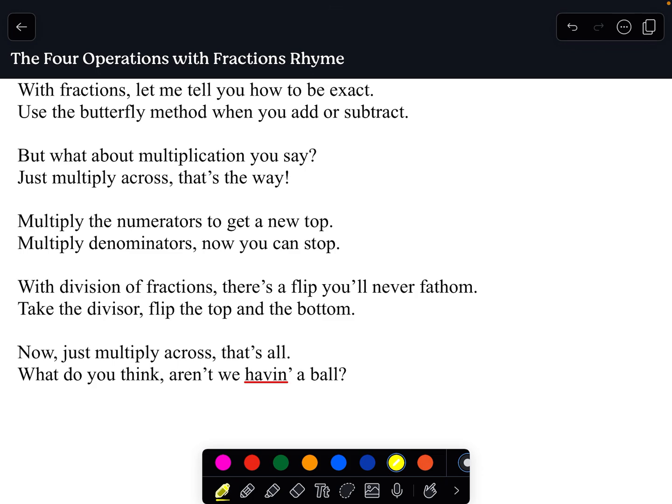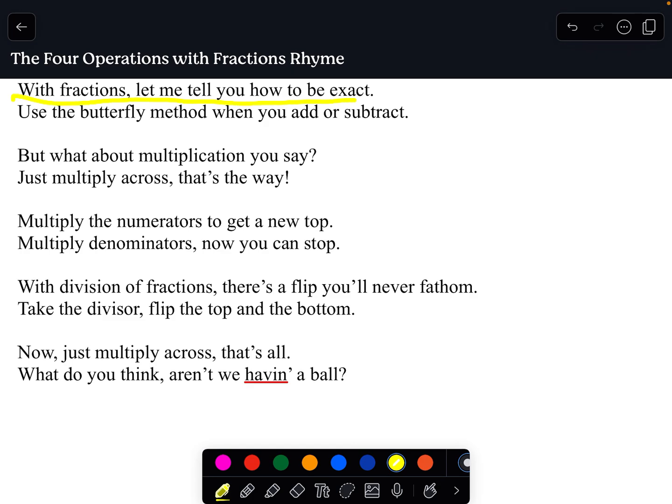So stick with me here. I have this cute little rhyme. Some of you might think it's a little corny, but if it helps you remember which operation to use with fractions, then it'll be well worth it, okay? So hear me out. I'm going to rock it.